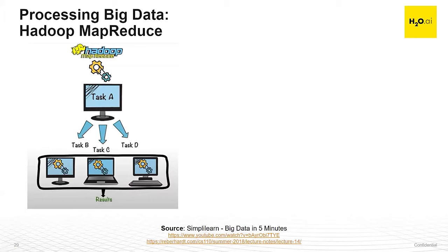Like from task A that you have to do in hours, you can split it into task B for a few minutes on one computer, but at the same time you can use more computers to run task C, task D, and so on. So it can all be done in a more timely fashion. After all the results are collected, they can be combined into a single result, and that will be the final result from this Hadoop MapReduce task.